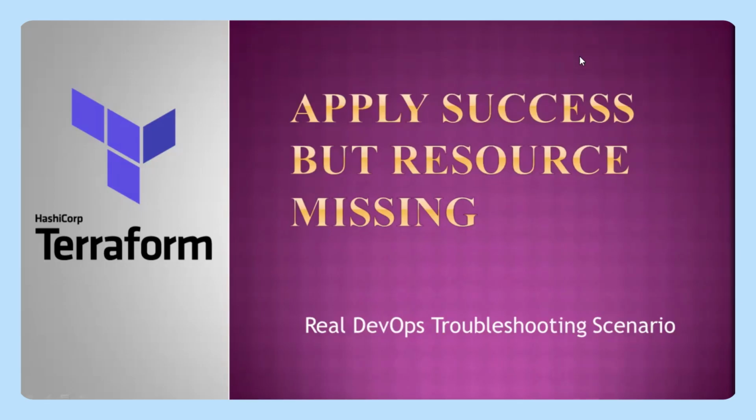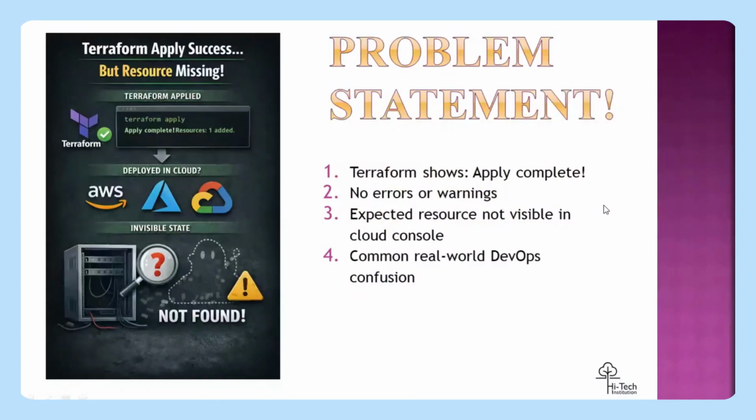Today's scenario: whenever we are creating any infra resource with Terraform, we could see the resources deploying in the output of Terraform, but actually the resource is missing in the AWS console. That is what we are going to troubleshoot now. So let me get started with the content.